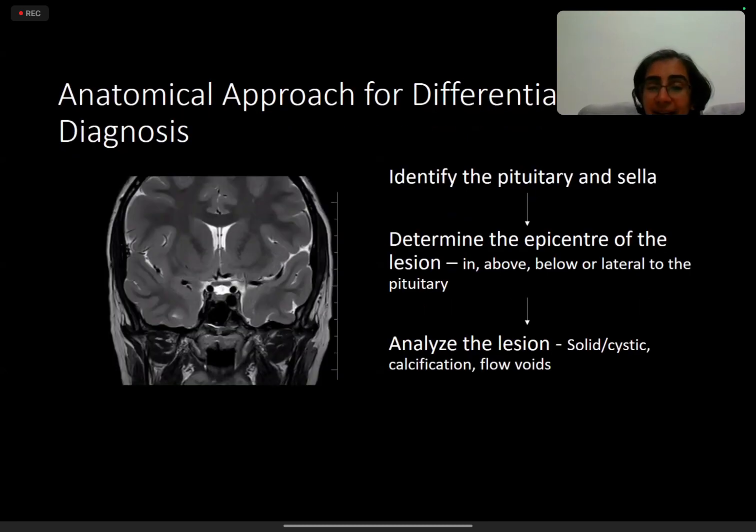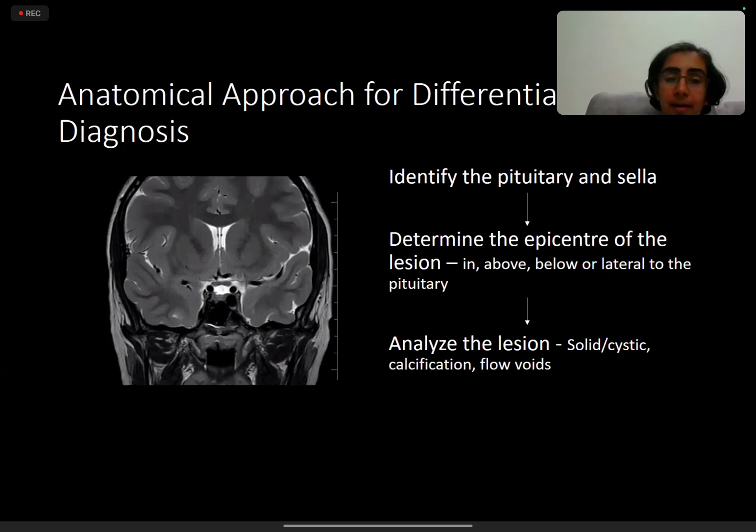Before we start the cases, I'll just specifically mention that when you are talking about differential diagnosis in sellar, suprasellar, parasellar lesions, first we have to identify the sella and the pituitary gland, and determine the center of the lesion. Is it in the sella, suprasellar, infrasellar, or parasellar? So what is the location of the lesion, and also the characteristics of the lesion: whether it is solid or cystic, whether it is calcified, enhancing, and whether there are any abnormal flow voids.